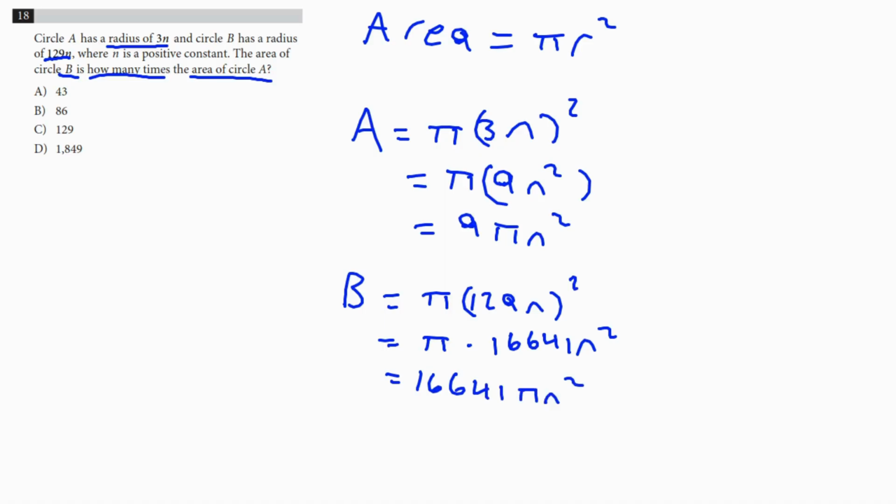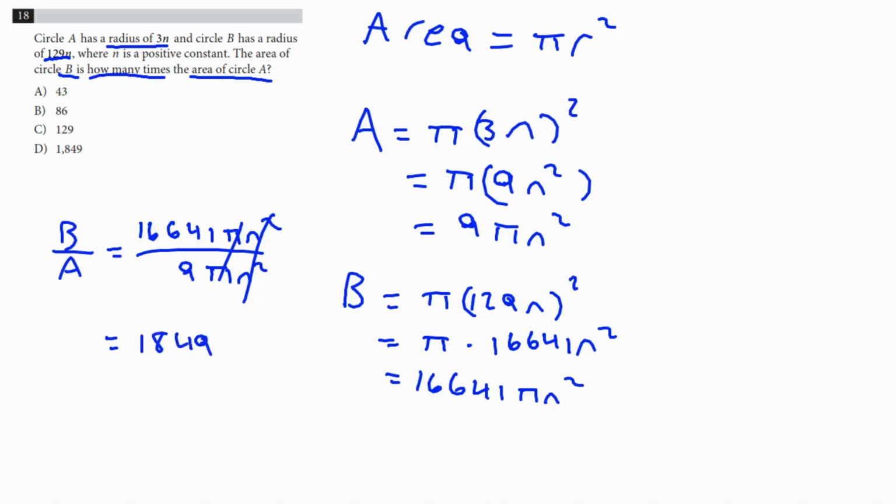So now we just need to take the ratio of B to A because we need to find out how much bigger it's going to be area-wise. So B over A, I'll write that right here. That's just going to be this over 9 pi n squared. And then what you'll notice here is the pi's cancel and then the n's cancel, and then you're just left with dividing these two numbers. So if I do 16,641 divided by 9 in my calculator, that's just going to be 1849, which is going to be D.